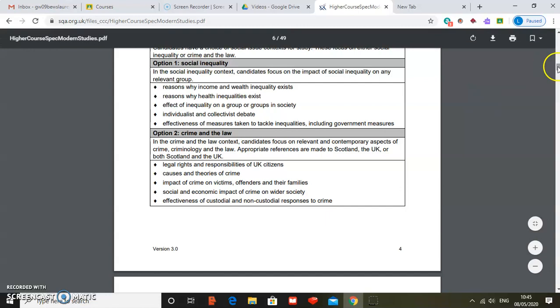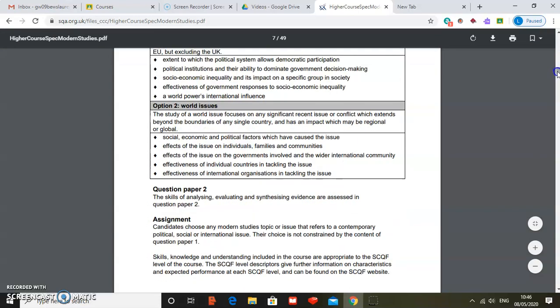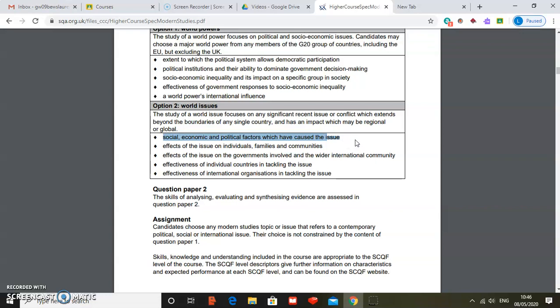And then for the third section, here we go, we of course do a world issue. So these are the 5 areas potentially that you could be asked about. So what causes the issue? What has caused the lack of development in Africa? And we'll look at things like debt, we'll look at education, we'll look at health, we'll look at conflict and things. Then the effect of the issue on individuals, families and communities, but this also links into the second one, the effects of the issue on the governments involved and the wider international community.